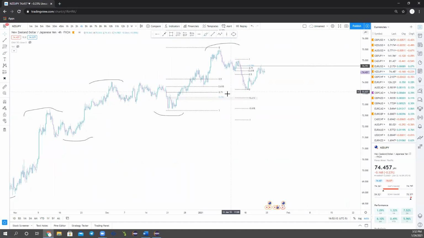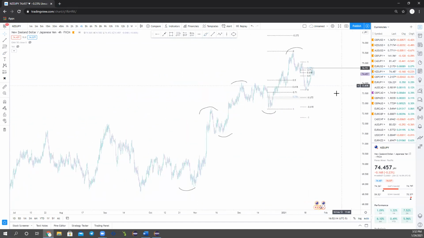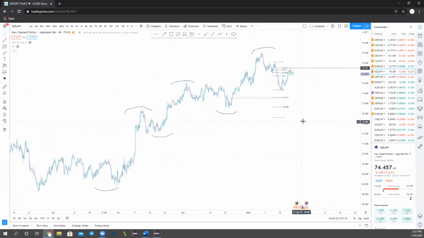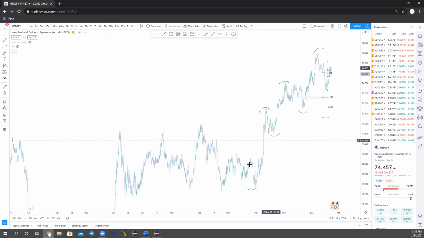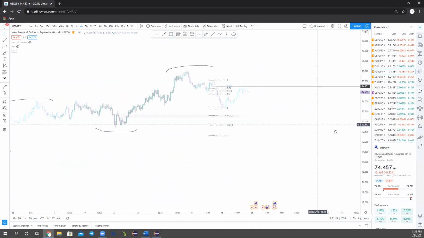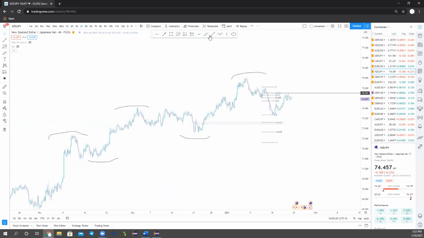NZD, JPY, again, building confluence, right? We have these swing points. This is pretty clear. Higher high, higher low, higher high, higher low, higher high. So those are your higher time frame swing points. And then within this move here, we had this here, this here. And then even on the smaller time frames, we had a little one here, and then this here, and then right here, there's a little discrete high.